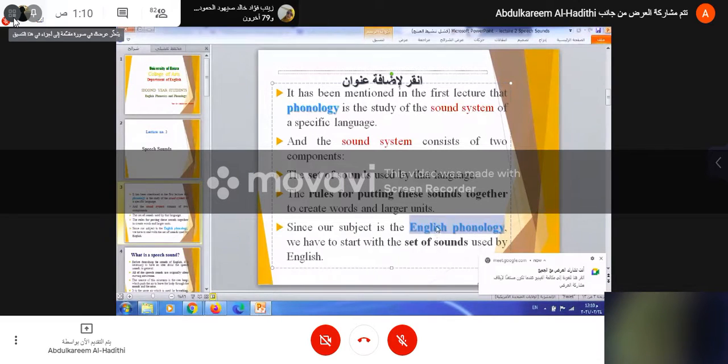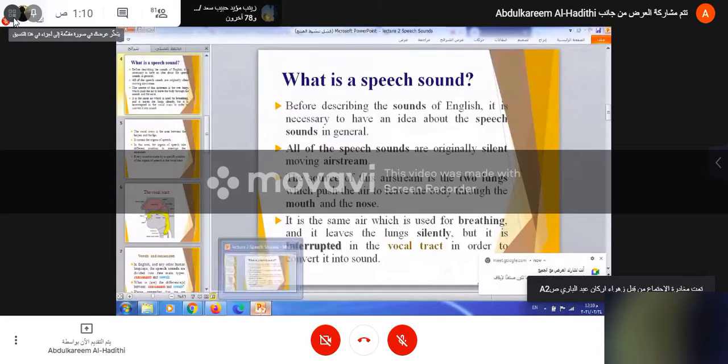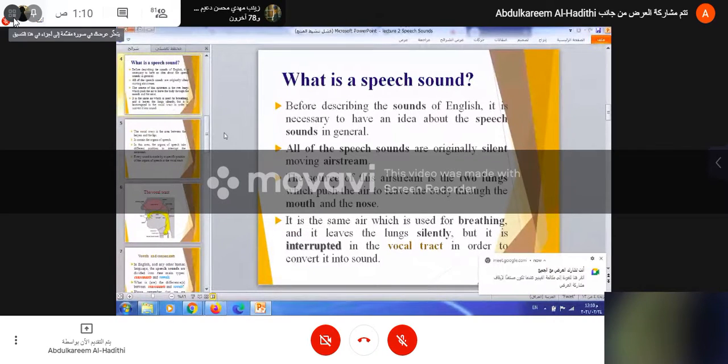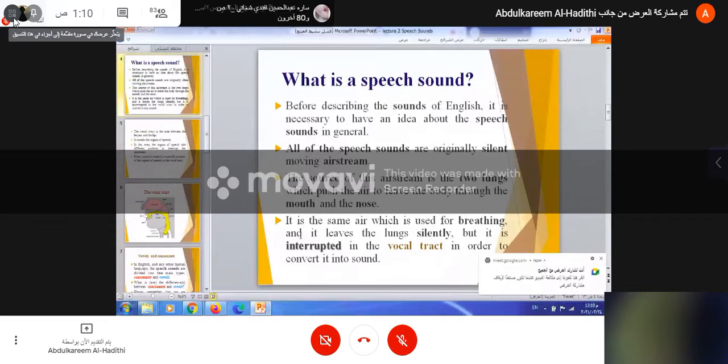Because we are studying the English phonology, this means that we have to start with the set of sounds used by English. Now, when we speak about speech sounds, what are speech sounds? We have to put in our minds that all of the speech sounds of any language, whether Arabic, English, or any other language, are originally a silent airstream which comes from the two lungs into the outer atmosphere.